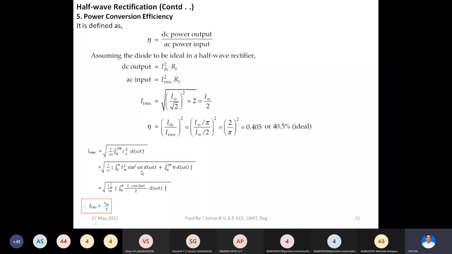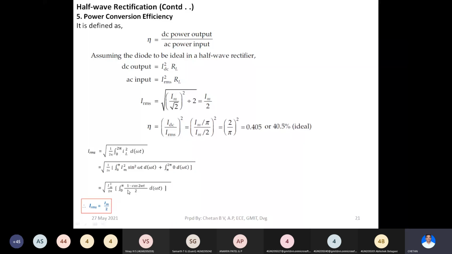If you apply the trigonometric identity to sin square omega t, you will get 1 minus cos 2 omega t by 2, integrated from 0 to 2 pi d omega t. To perform this integration, you can take the denominator 2 common for both the 1 and this. Therefore it will be 1 by 2 minus cos 2 omega t by 2. So you have to perform integration of 1 by 2. The integration of a constant is omega t.